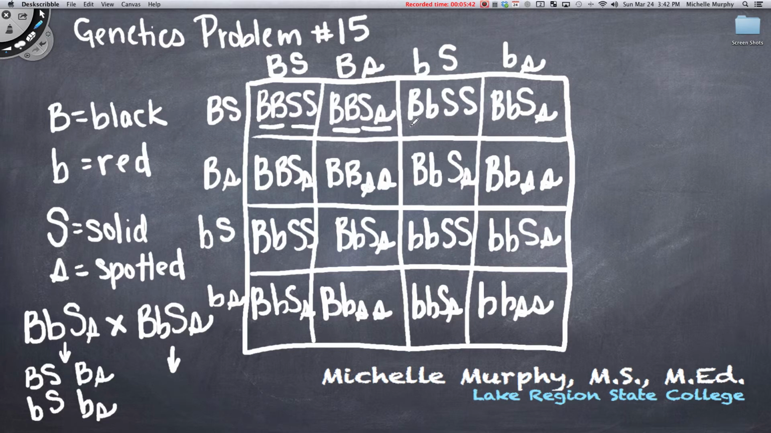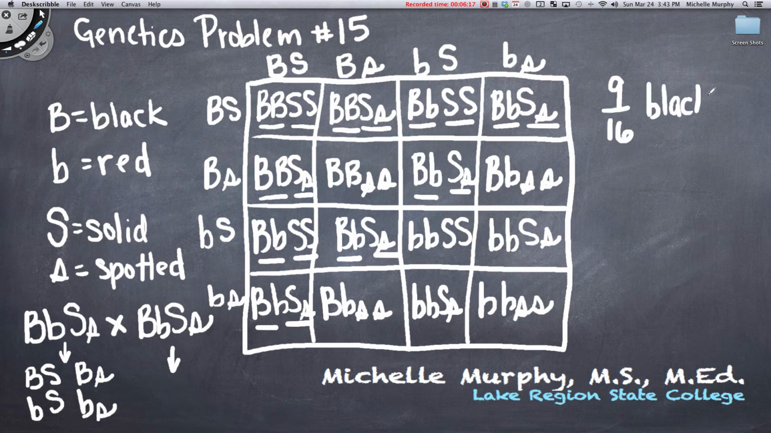Let's see how many black solids we have. Black, solid, black, solid, black, solid. This is black but not solid. Black, solid, black but not solid. Black, solid, black, solid, not black but solid, not black but solid. Black, solid, nope, nope, nope. What we have here for black and solid, if we count the ones that I made the lines under, I have 1, 2, 3, 4, 5, 6, 7, 8, 9. I have 9 out of 16 black solid.